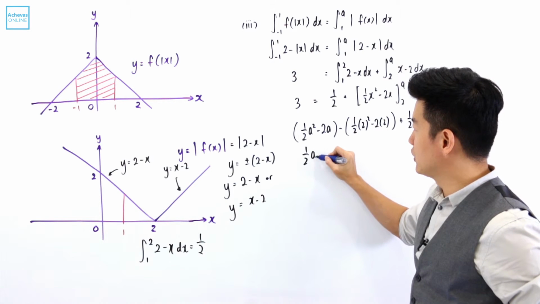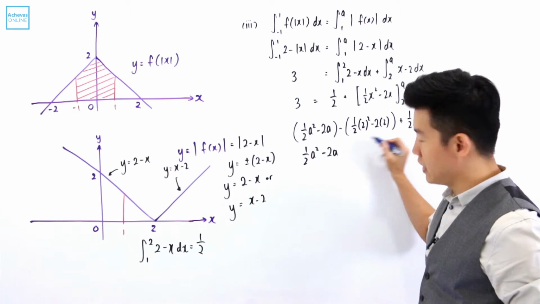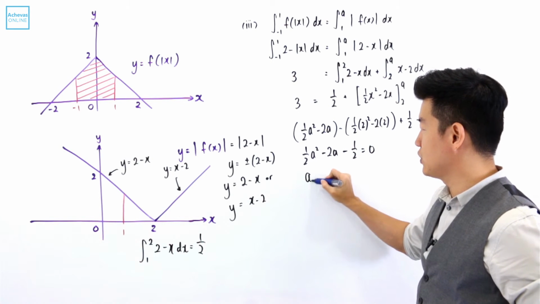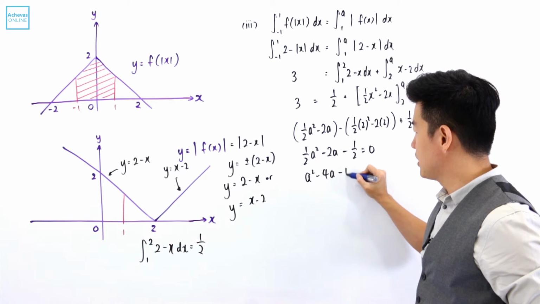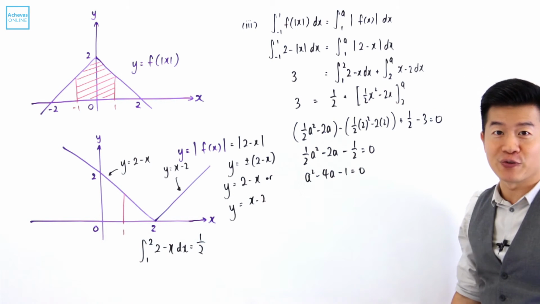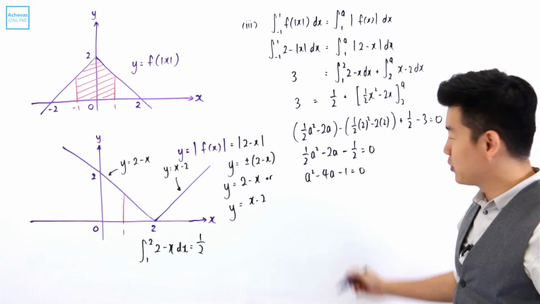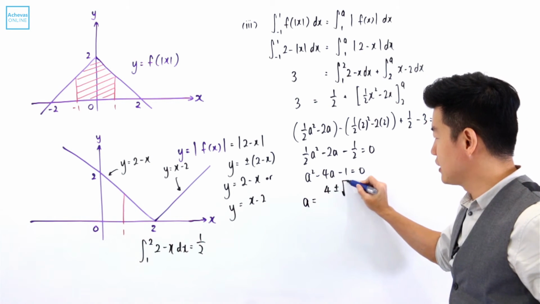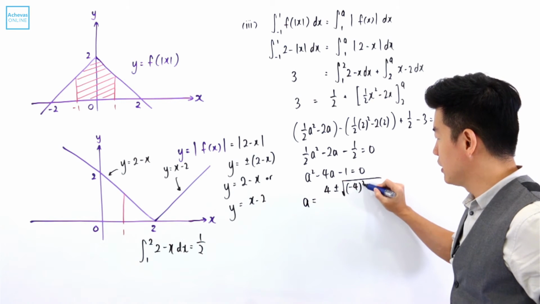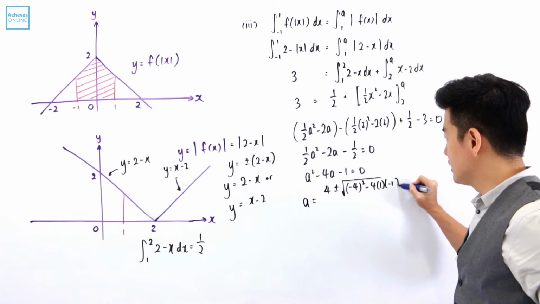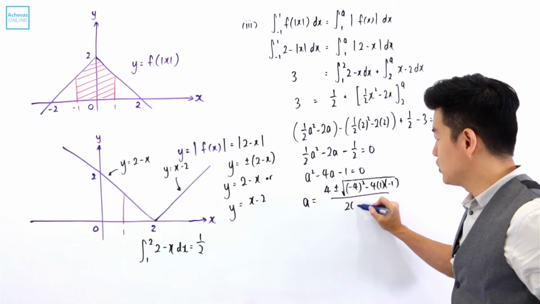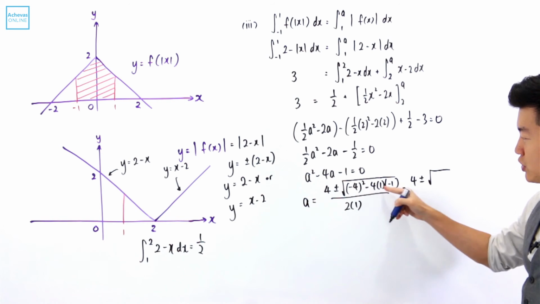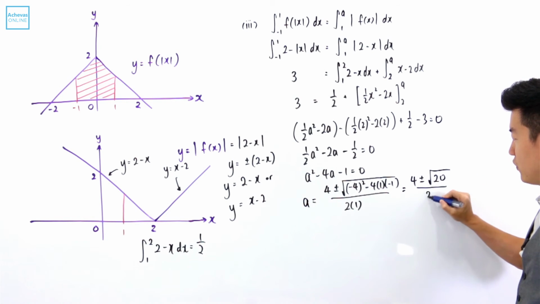Evaluating this, 1 over 2 a squared minus 2a, and here I'm going to have a minus half. This is equal to 0. So a squared minus 4a minus 1 is equal to 0. I can now solve for a. I'm going to make use of the quadratic formula. a is going to be equal to minus b plus or minus square root of b squared minus 4ac, divided by 2a, and this is 4 plus or minus square root of 20, over 2.